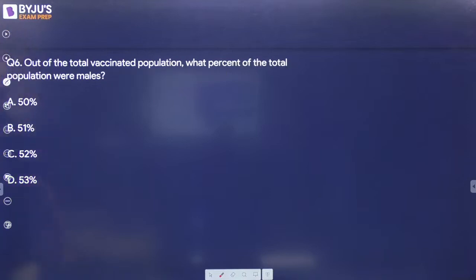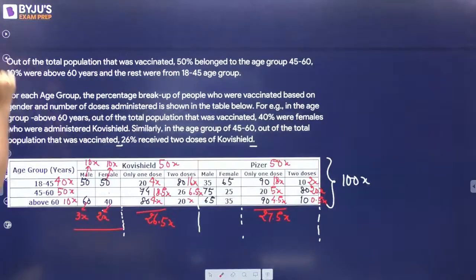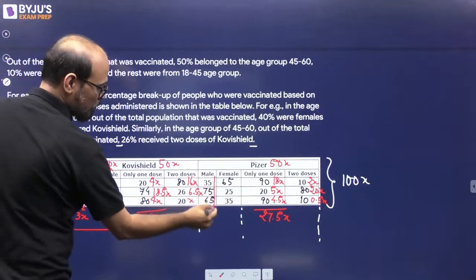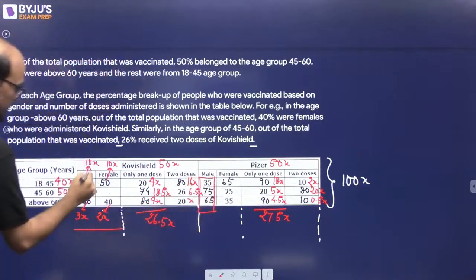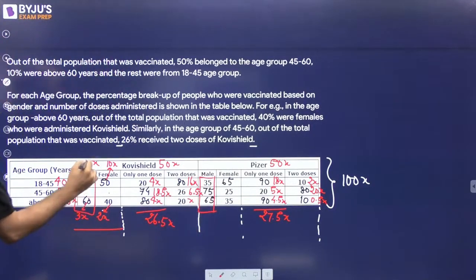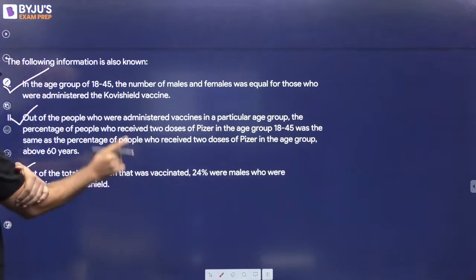ठीक है. Out of the total vaccinated population, what percent of the total population were males? Total vaccinated population में से कितने males थे? So for that we will need the total males. So we will have to calculate this. Not worth the time. I hope you guys can understand. This is very calculative. ठीक है. For this also we will need ये last वाला statement.